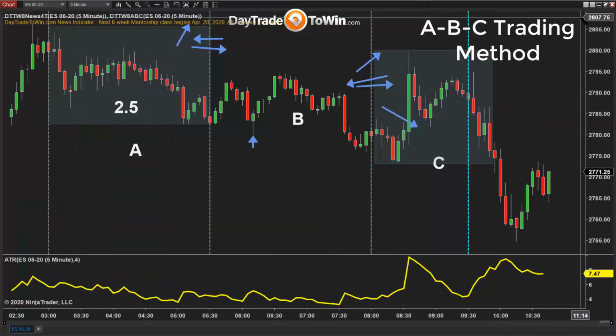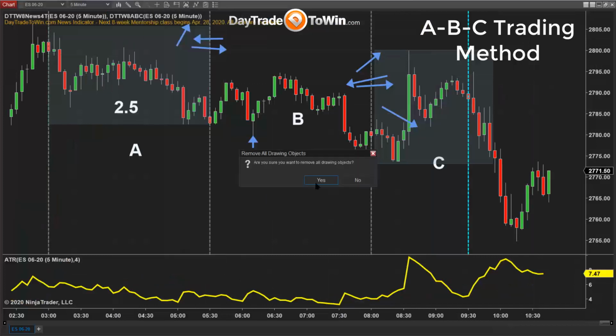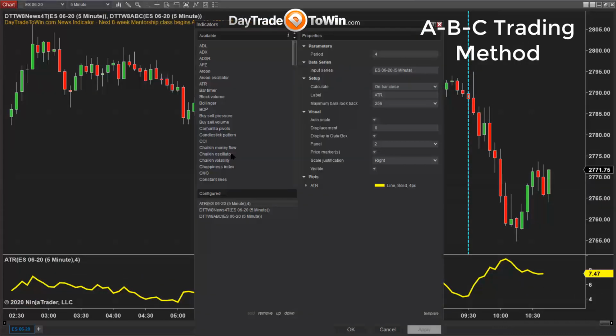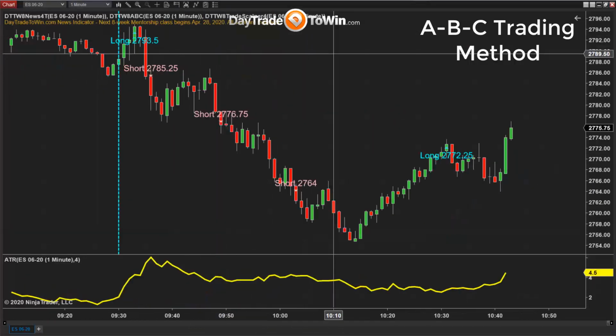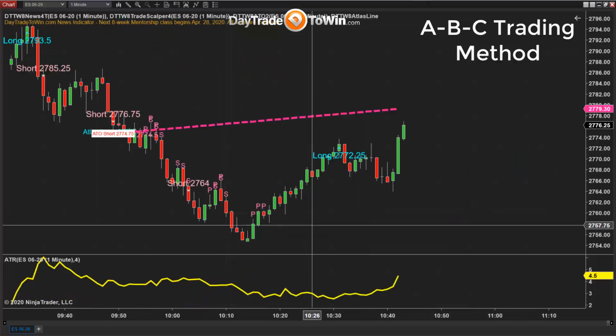All right, let me go now into the future. We'll remove here everything off the chart. Let me add back to see where we're at. And I'm going to switch to a 1-minute chart as well. Okay, there it is. So here we have a long signal.